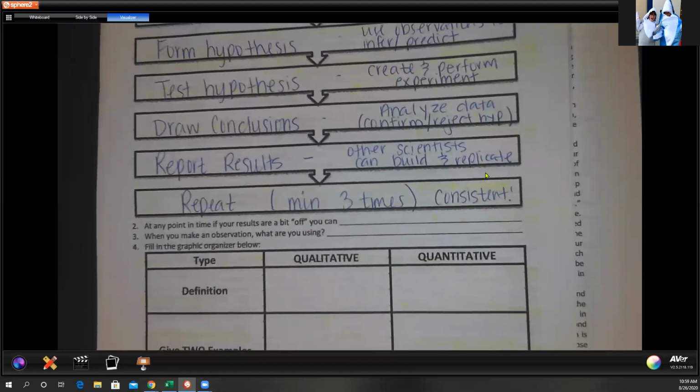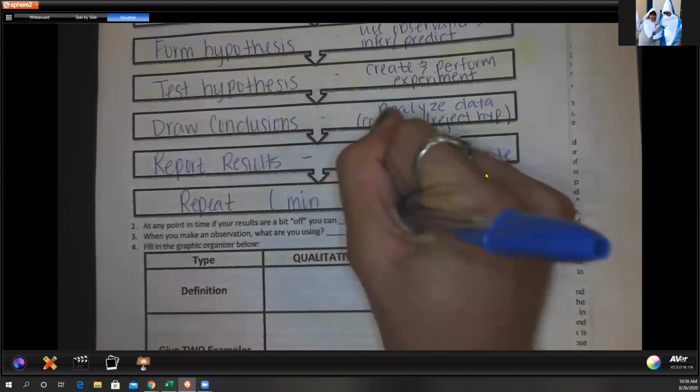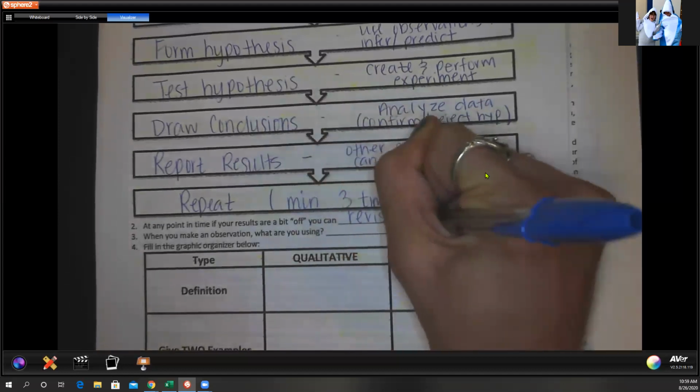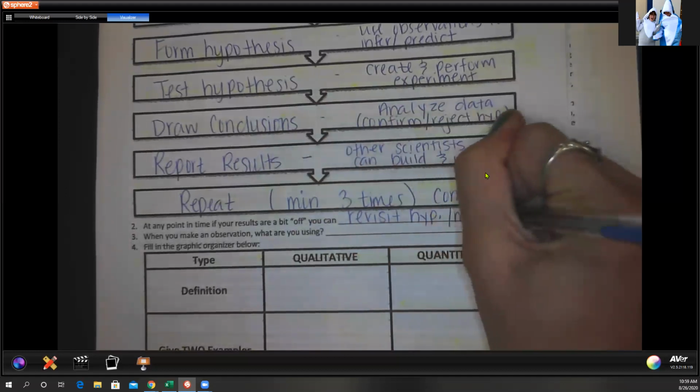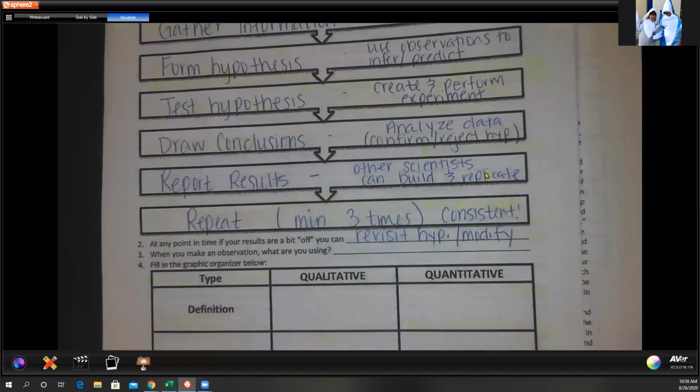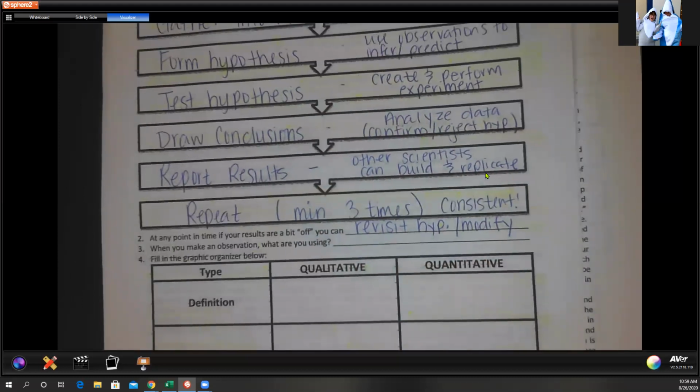At any point, if your results are a bit off, you can revisit your hypothesis and modify your experiment. Yep. So revisit your hypothesis, I'll abbreviate, and modify. That means to change. Am I going to change my data? No, you can never change your data.